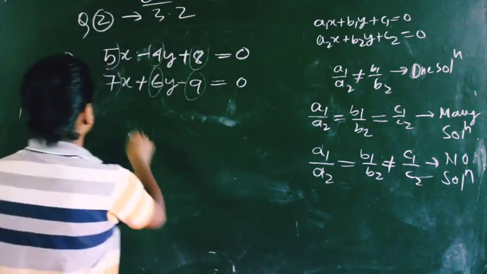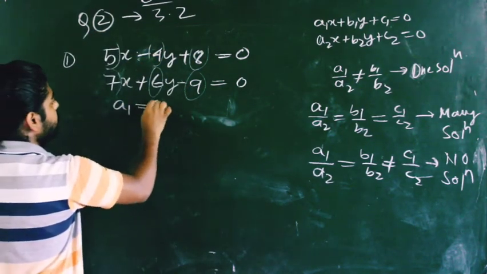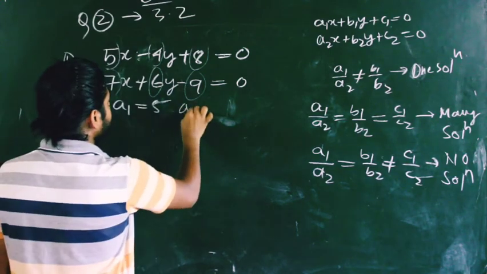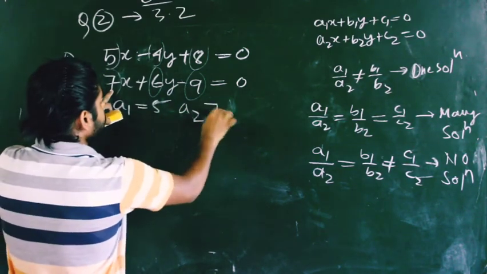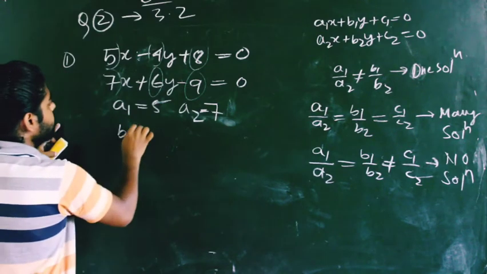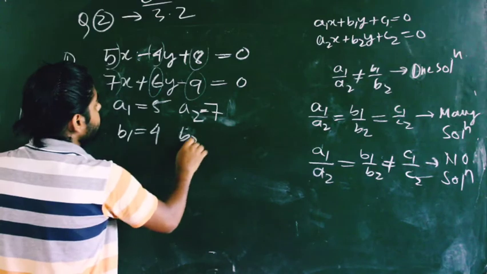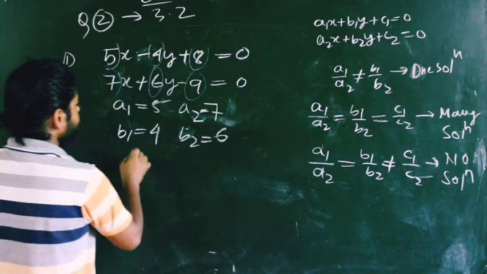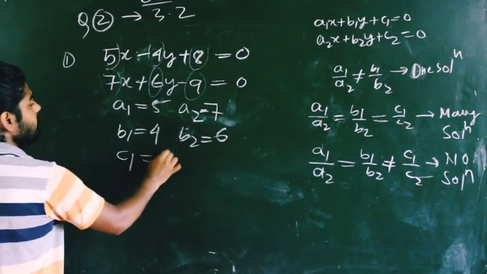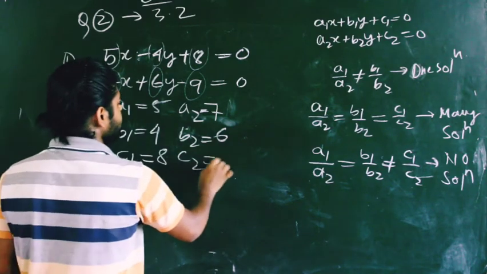Let me write it so you can understand it more clearly. Here our a1 is 5, a2 is 7, b1 is 4, b2 is 6, c1 is 8 and c2 is 9.